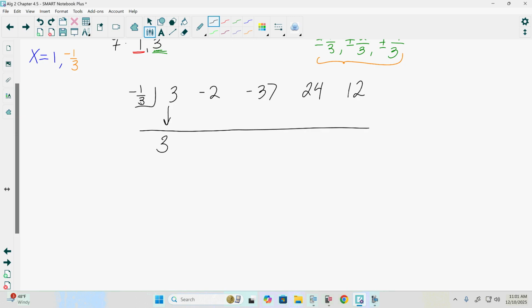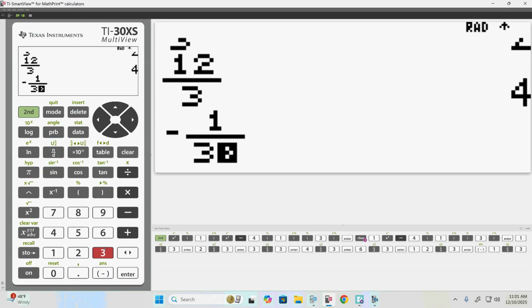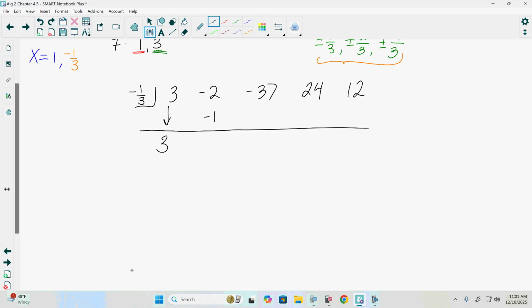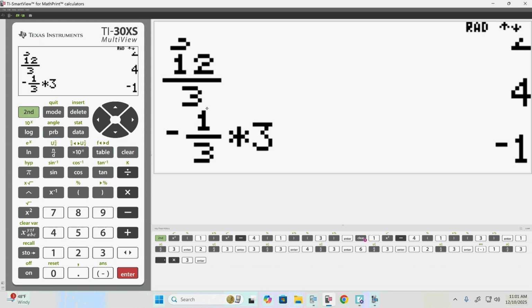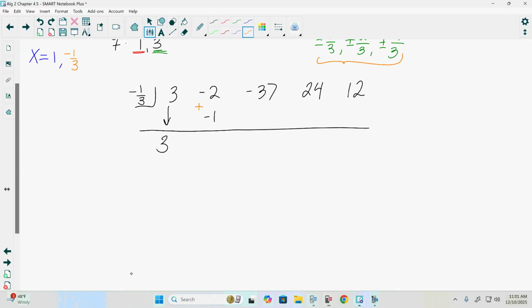So we'll put it in the cubby. We'll do our multiplication and addition. Again, if using a calculator helps with these steps, use it. Because we could do negative 1/3 times 3 is negative 1. Then we're going to add negative 2 plus negative 1. This is negative 3.